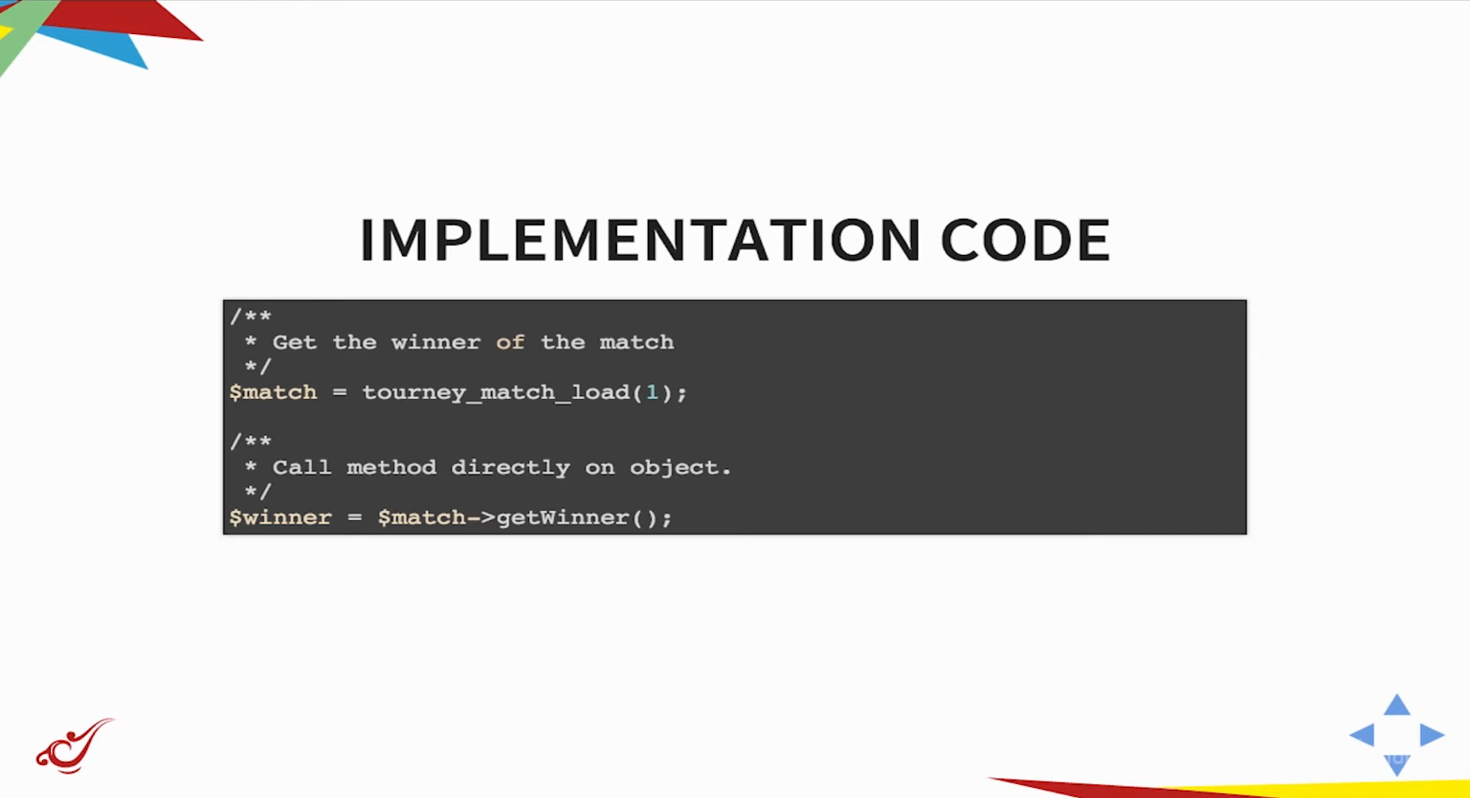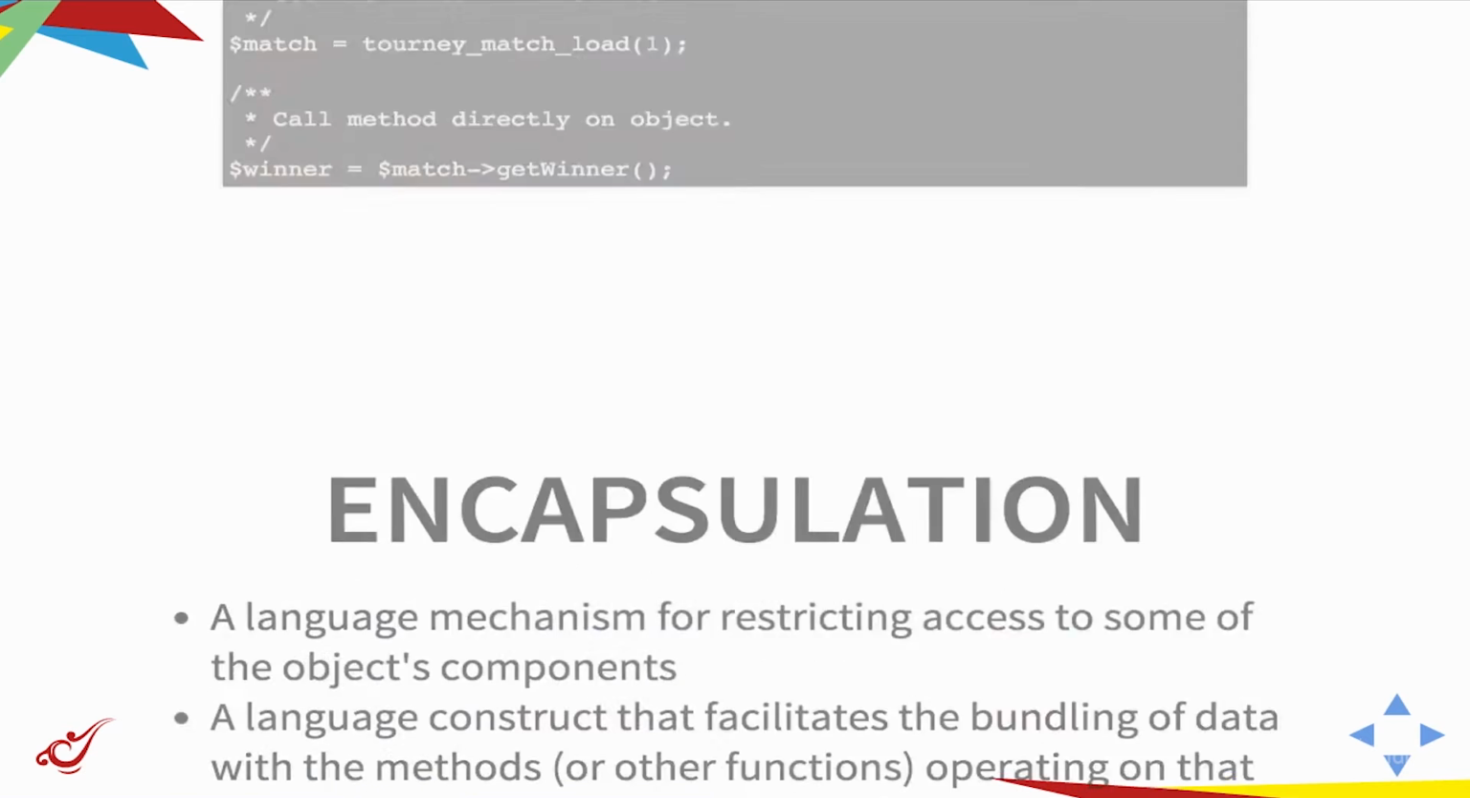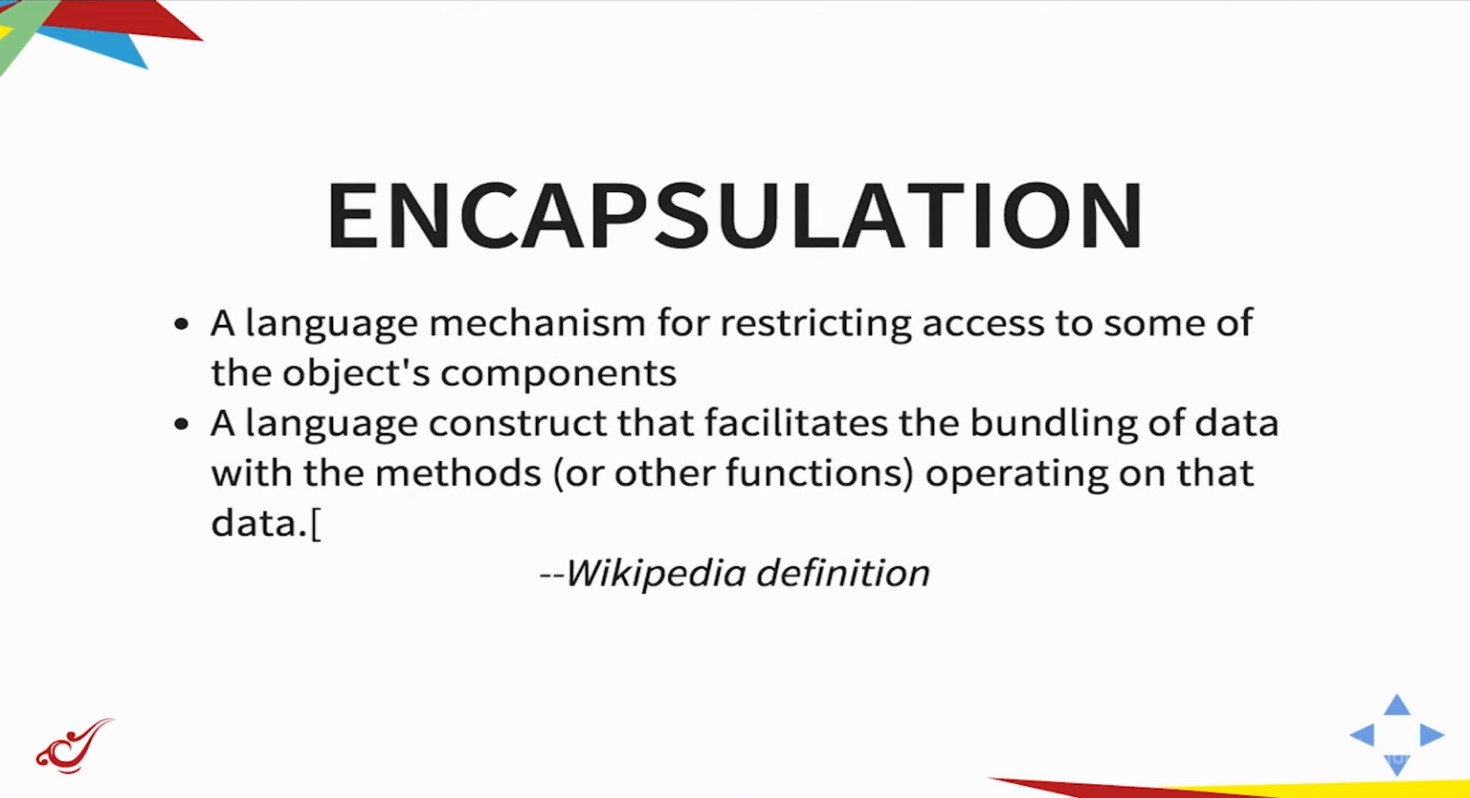And so that's encapsulation. So basically the way Wikipedia defines that is, encapsulation is a language mechanism for restricting access to some of the object's components. In this particular example, this second point, a language construct that facilitates the bundling of data with the methods or other functions operating on that data. So basically, we have this data, this entity object, and we're putting all the methods that correspond with this data on the actual class. And so we're encapsulating all that logic into one object. We don't have all this code spread out anywhere else.